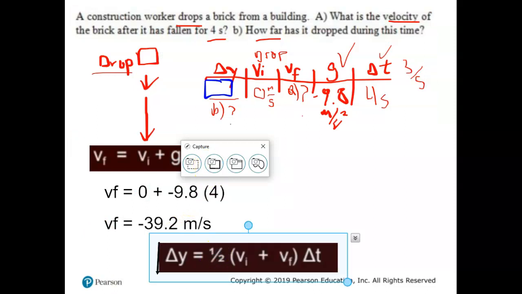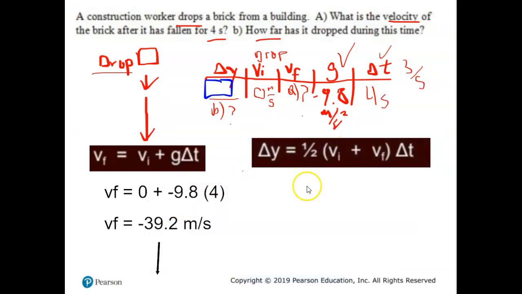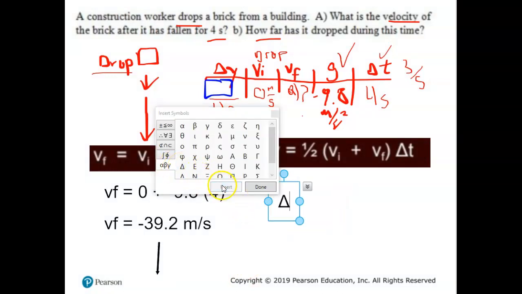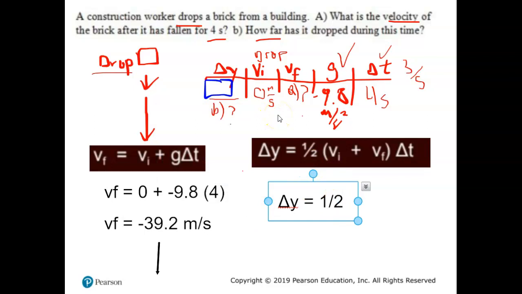So if I move that over here and then start typing in my ideas. So I need a delta, get that set up. So delta y equals 1/2. The initial velocity was 0. Final velocity was negative 39.2. It's important you put in the negative here, otherwise you're not going to get the right solution. And then time is 4 seconds.